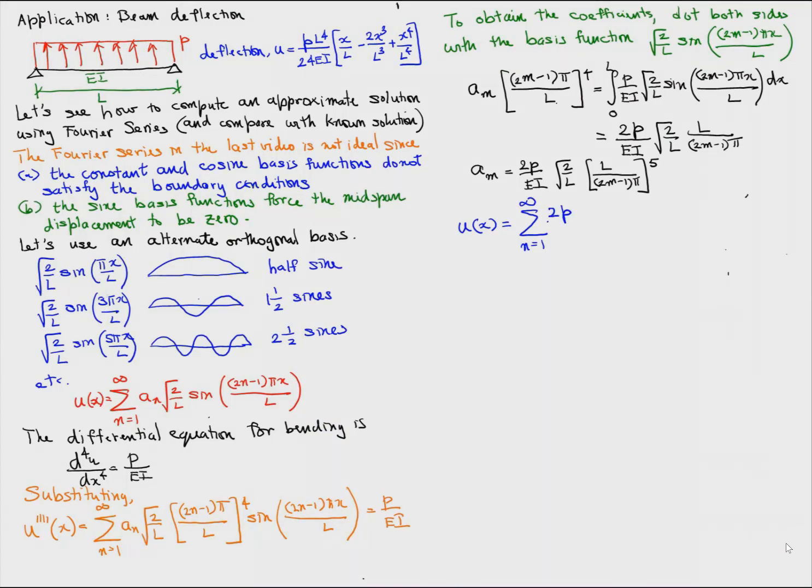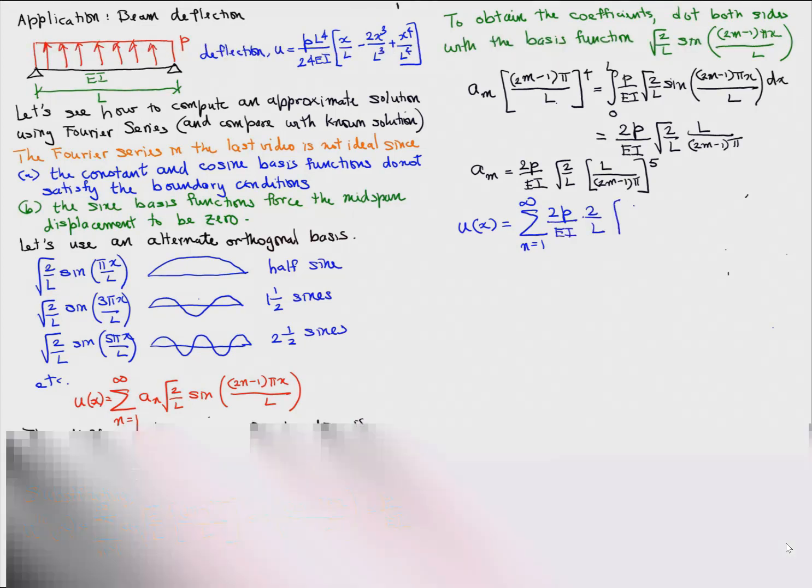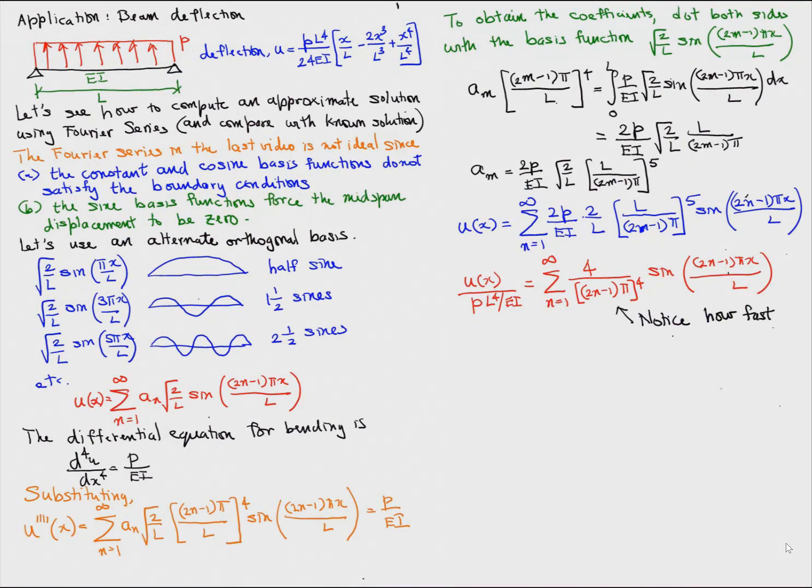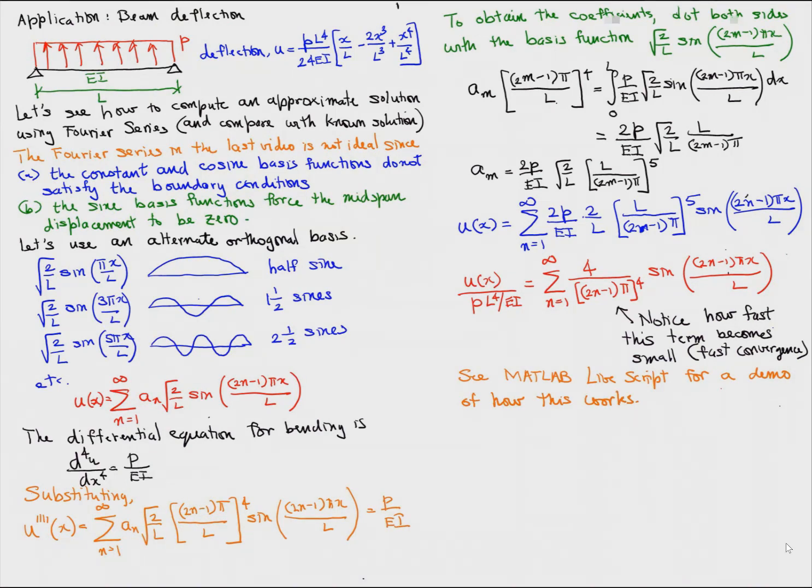So if we substitute this back into the Fourier series for u, and then cancel out some common terms and also normalize the displacement by PL^4 over EI, then we get this. Notice that in the denominator we have (2n minus 1) pi raised to the power of 4, and you see how quickly that goes to 0 as a function of n. Now, to see how this Fourier series converges to the exact displaced shape that we know, look at the MATLAB live script that's provided with this video.